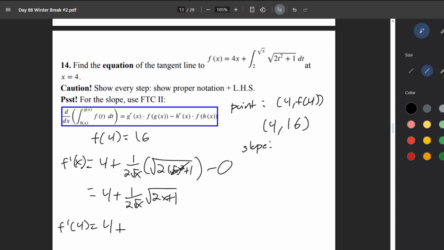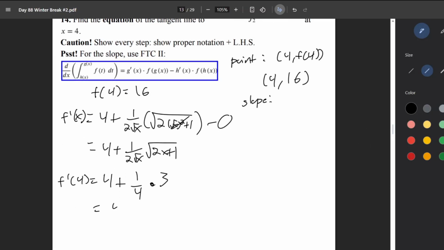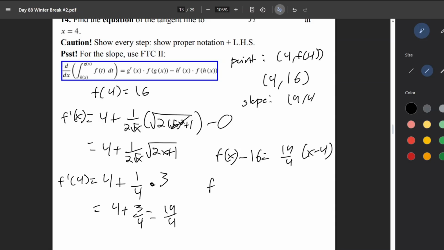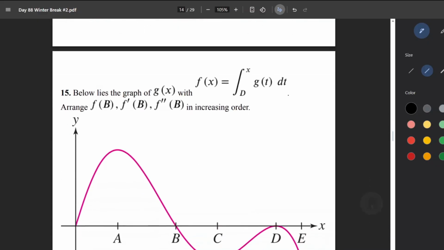plus, we know square root of 4 is 2, so this would just be 2 times 2, it's 1 over 4, times the square root of 2 times 4 plus 1, which is 9, so 3. So it would be 4 plus 3 over 4. Say this is 16 over 4, so 16 plus 3, this should be 19 over 4. So 19 over 4, and then same thing as before, minus 16 equals 19 over 4, x minus 4. Bring it all to the same side: 19 over 4, x minus 4, minus 16, and that is the equation.